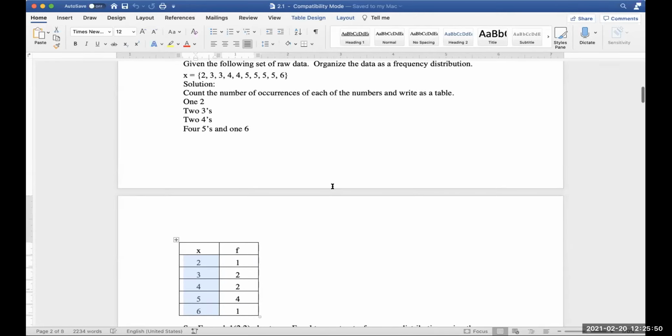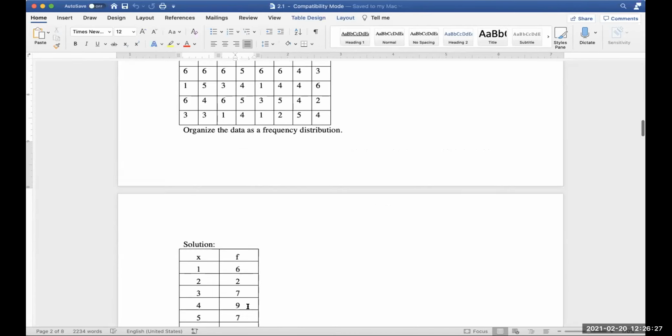Next, let's see how many 2s there are. Well, there's 1, 2 3s, 2 4s, 4 5s, and 1 6. So that is my frequency distribution. 1 2, 2 3s, 2 4s, 4 5s, and 1 6.